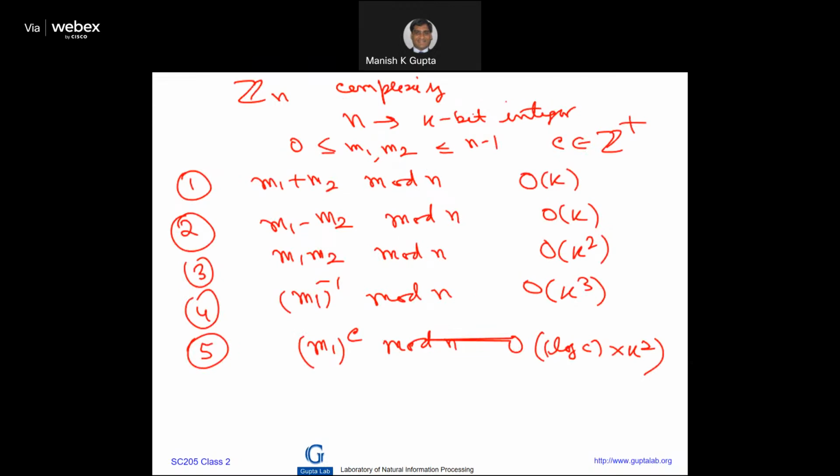That's all, nothing more, so that you have some time. You have time till your holi break. Do verify these complexities. I am telling you, someday you will suddenly see a quiz, and I will ask you to prove that the complexity of, say, m1 raised to power inverse is order of k cube, right? Okay, so that's all.